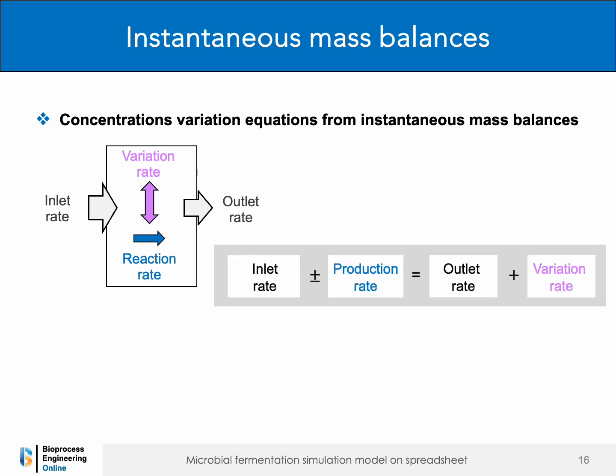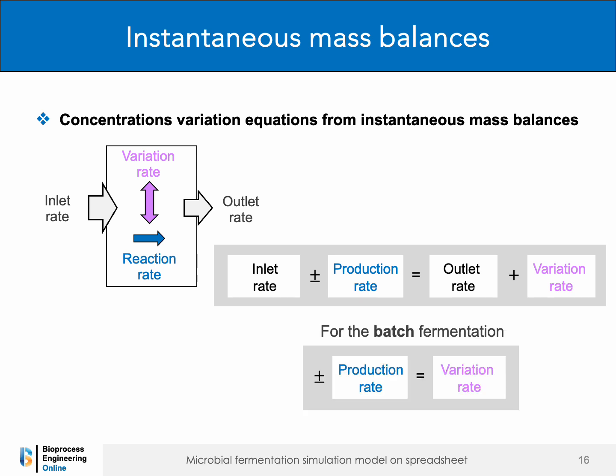The instantaneous mass balance relation is written as inlet rate plus or minus production rate equals outlet rate plus internal variation rate. The production rate term is positive for the produced biomass and ethanol, negative for the consumed glucose. For a batch fermentation, there are no inlet rate and outlet rate terms, and the instantaneous balance simplifies to plus or minus production rate equals variation rate.